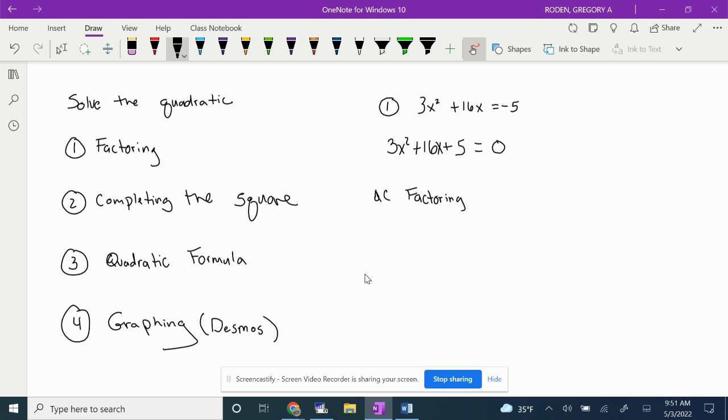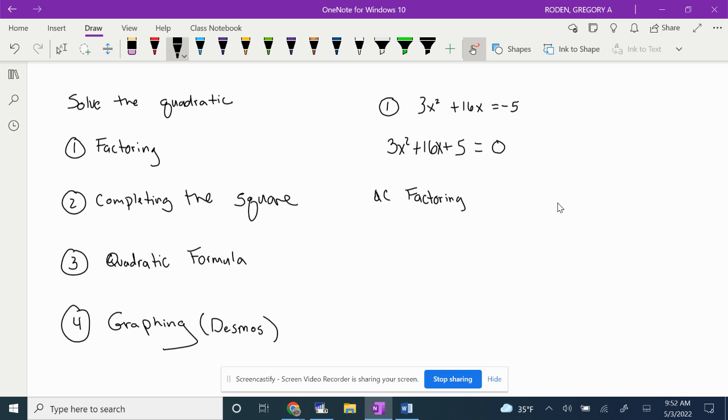Okay? Now, pay attention. So the first thing, notice this is not as simple as just figuring out 2 things that multiply to 5 and add to 16, because that 3 in front of the x squared is complicating things. You guys understand that? So here's what I'm going to do. I'm going to take the first term and multiply it by the last term. So I'm going to take 3x squared and multiply it by 5.